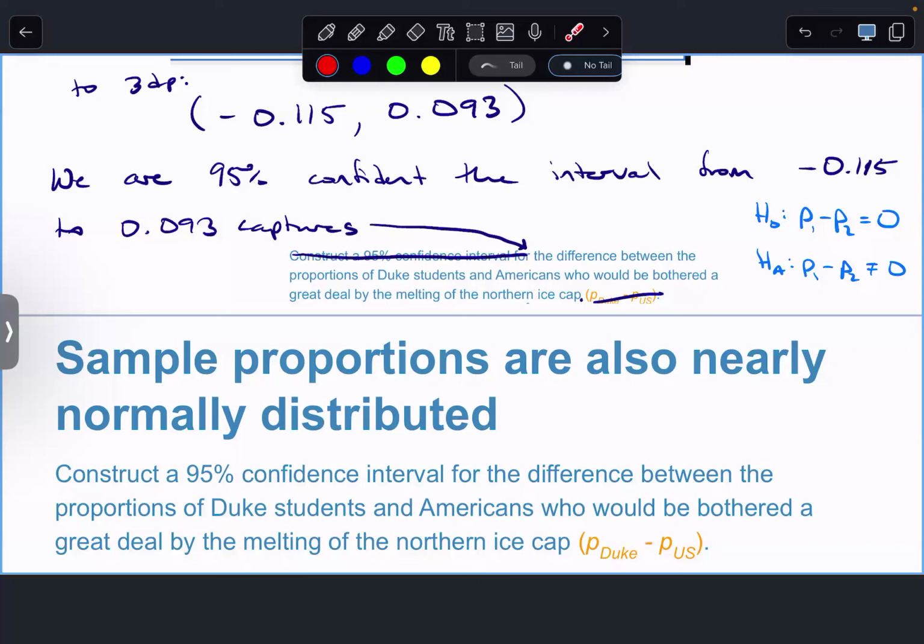Sure, there's a 5% chance that we're wrong. Hey, that sounds familiar, right? 5%, 0.05, the alpha level, right? And they're directly related in that way. But that takes time to develop. Okay, and so 0 is in this interval.